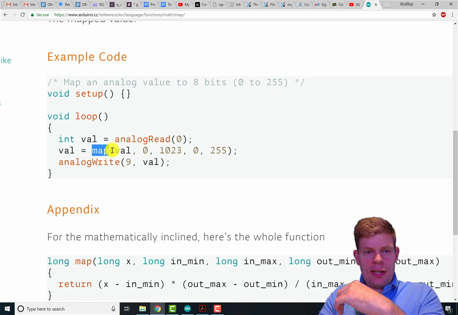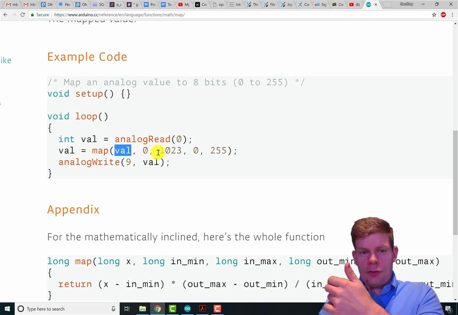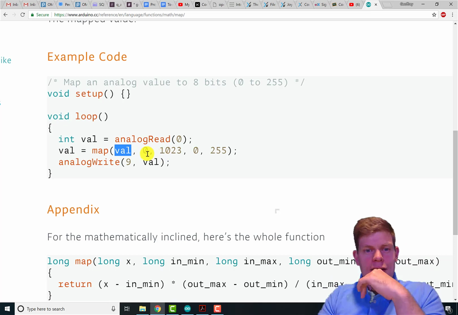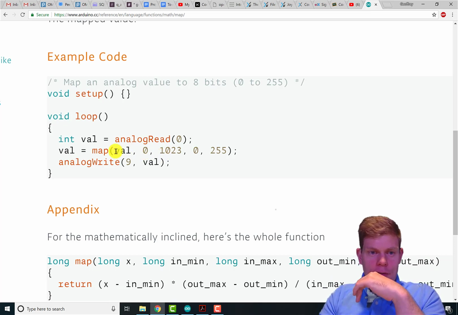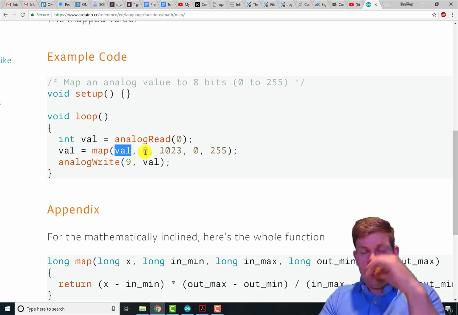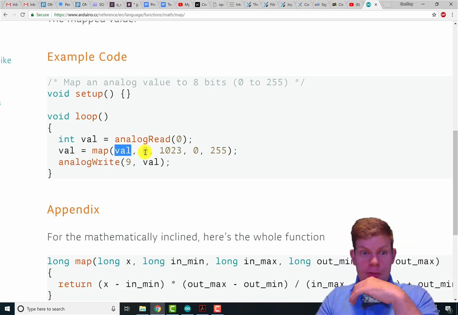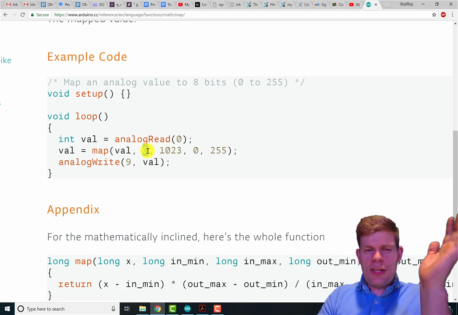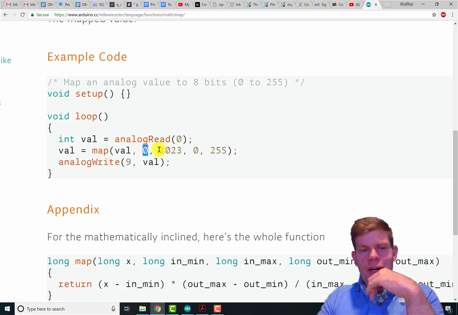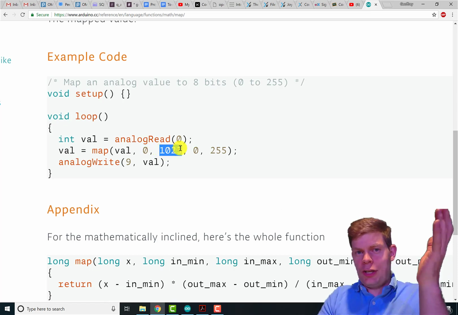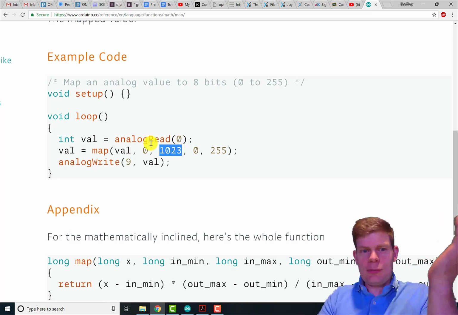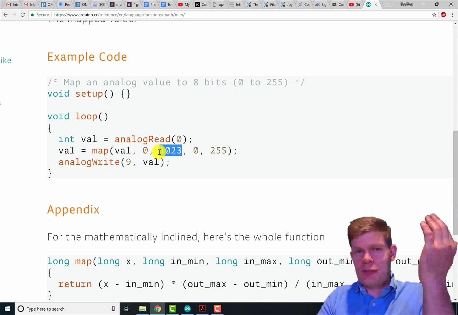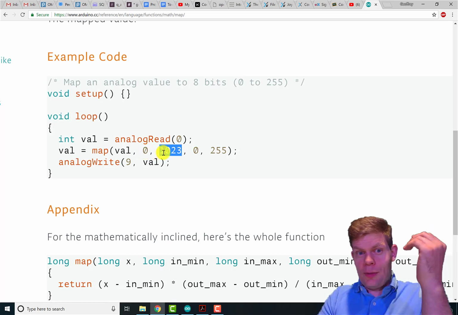So map here is taking our value, which could be anywhere from 0 to 1023. And so here's our initial range. The first number is the number you want to convert, which I often use for analog read. Sometimes I just throw analog read straight in there. And then this is the lowest that value should get to. This is the highest value it should get to, which makes sense. Like if this is an analog read, the absolute minimum it could be is 0, and the absolute max it could be is 1023. So that's definitely the min and max.